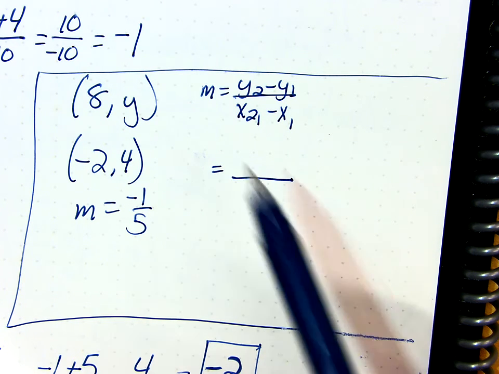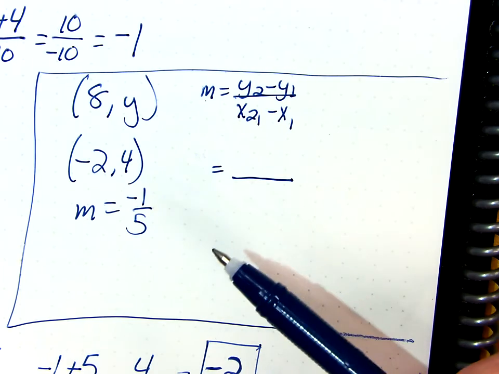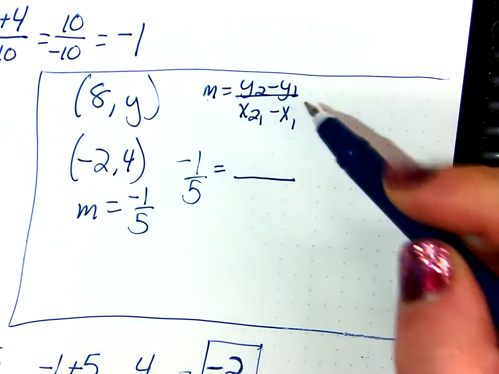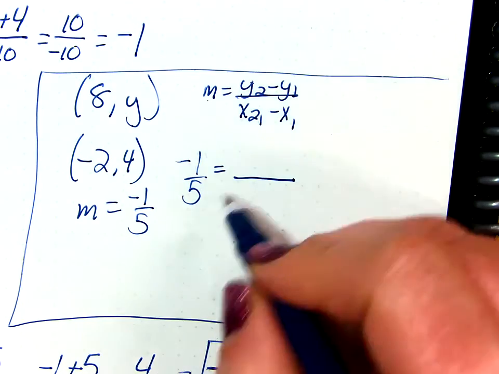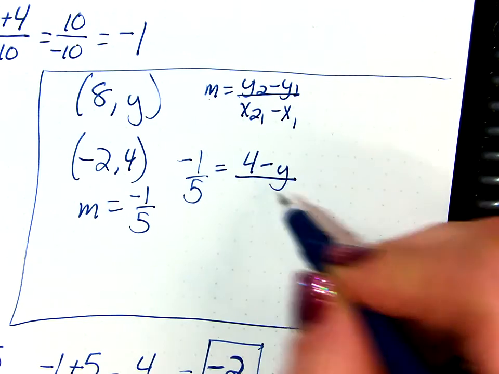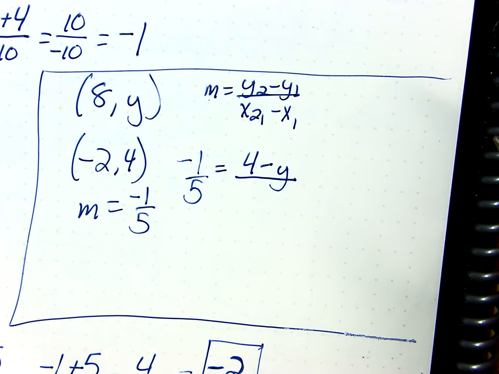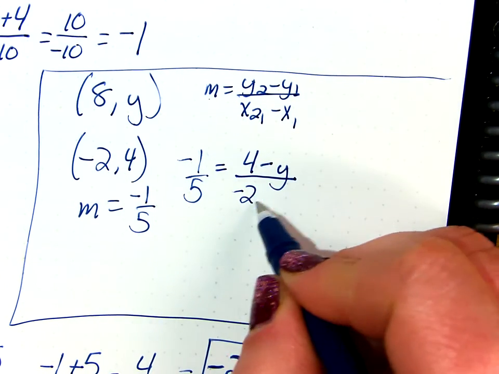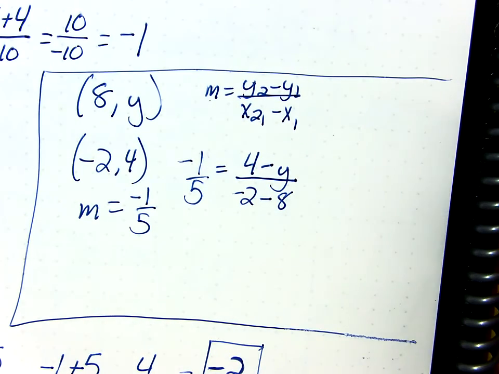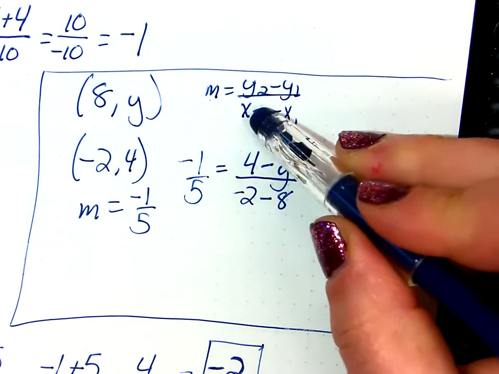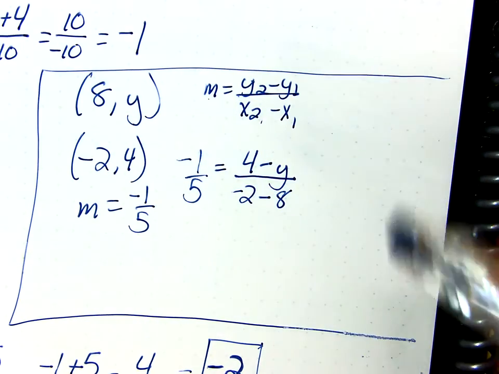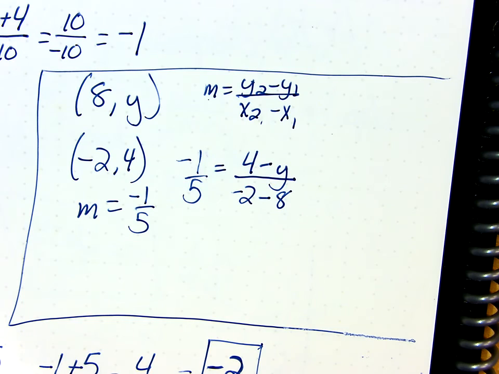What is my value for m? Negative 1/5. What is y2? 4. Minus, what's y1? y. What's x2? Negative 2. Minus x1? 8. I don't know why I put a little 1 right there. I didn't mean to. There we go. All right, so now I'm here.